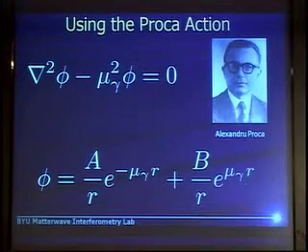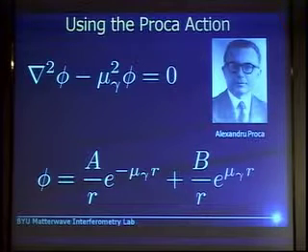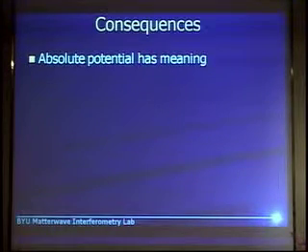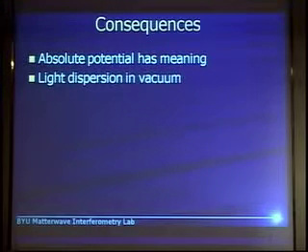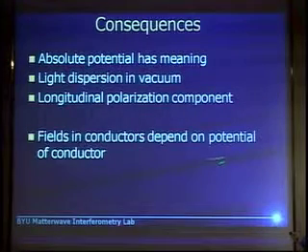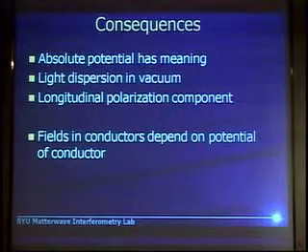The second solution here, the interesting thing about this one is that it's not a constant. So if photons do indeed have a little bit of rest mass, what that means is that, first of all, absolute potential has meaning. I can no longer legitimately go and just add a potential everywhere in the universe and expect the physics to remain the same. All right? If photons have rest mass, as you'd expect, light will have dispersion in vacuum. You'll get a small longitudinal component of light polarization, and fields in conductors will depend on the potential of the conductor. So that's the basic idea behind this experiment.